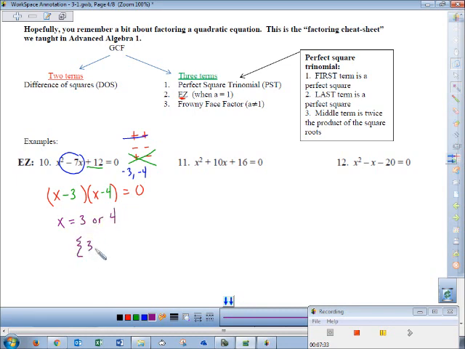And if you need help easy factoring, I would be happy to help you if you come see me. Otherwise, I'm just going to speed through this, because I hope that we know what we're doing.